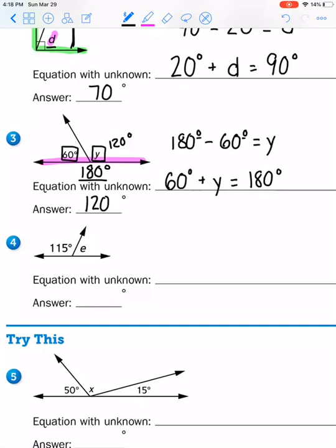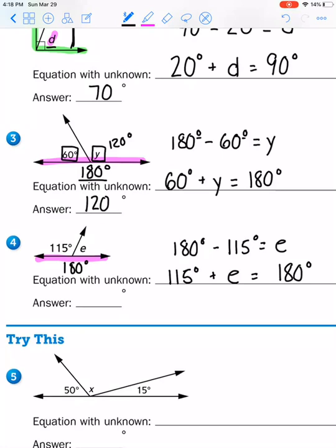Okay, number 4 is another example of a straight angle. So I know that it equals 180 degrees. So I'm going to take that 115 degrees plus E equals 180 degrees, or 180 degrees minus 115 degrees equals E. And if I subtracted this, my answer would be 65 degrees. So this angle here, E, is equal to 65 degrees.